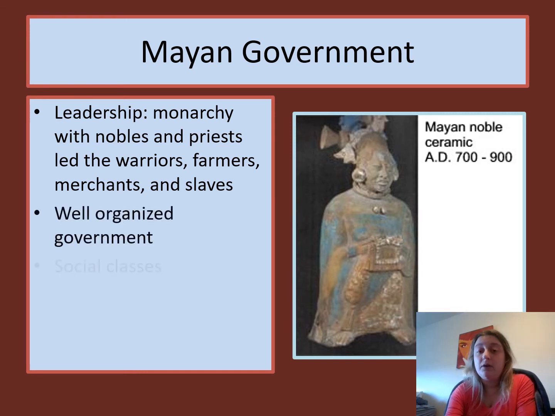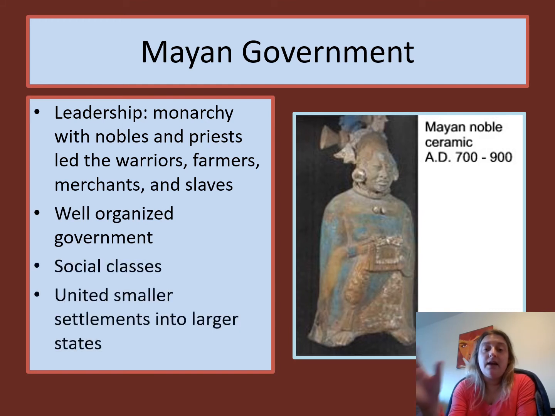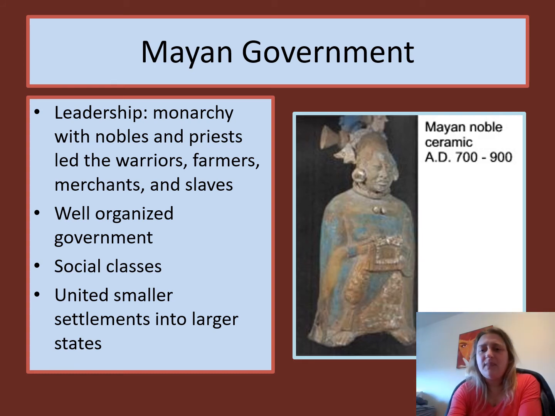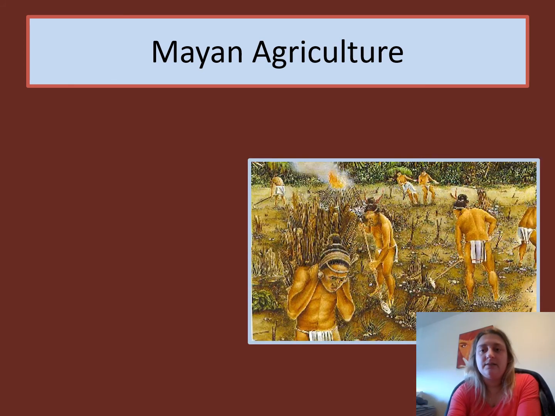It was very well organized. Like I said, there were social classes, and they united these smaller settlements and villages into these larger states. So bringing people together, rather than having this group and this group and this group and this group, we took it and we made it together. So really united, like we've seen in other civilizations.